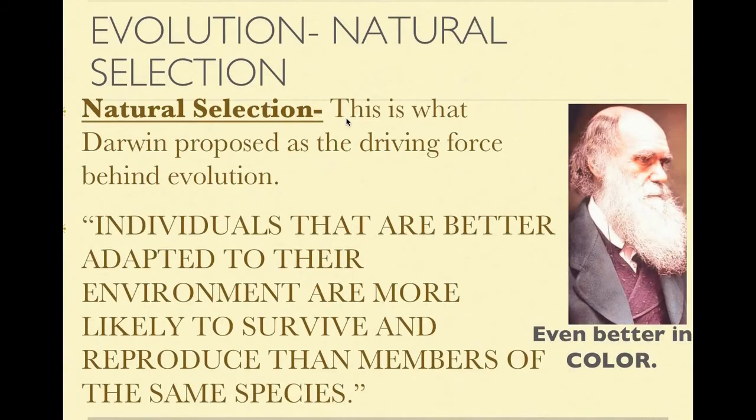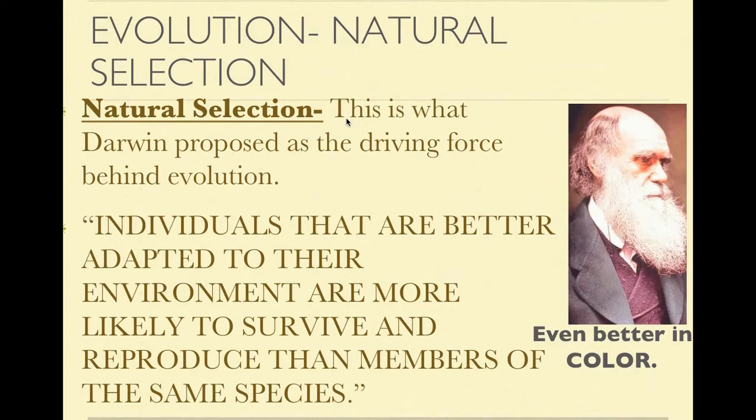Okay. All right. So now we've said that species change over time, but we have not said how that happens. And what Darwin hypothesized was there was this thing called natural selection. This is what he said was the driving force behind evolution. This quote says individuals that are better adapted to their environment are more likely to survive and reproduce than members of the same species. So there are going to be five parts here of natural selection. You guys are going to take a look at them. But if I were to summarize this, what I'm going to say is everybody's different, or there should be some differences in the population, and some of the differences will give you an advantage.